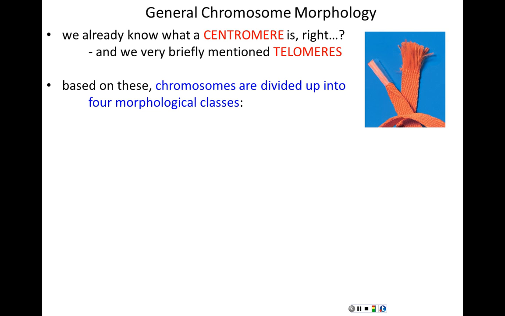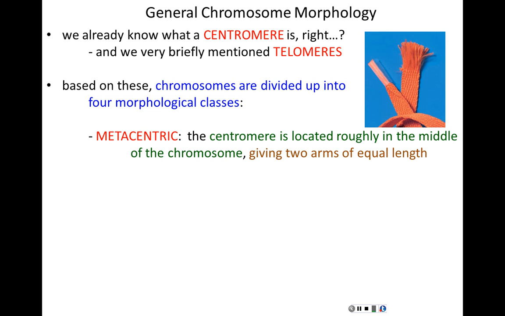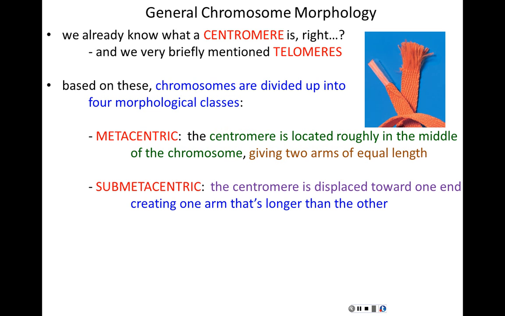Based on these two structures, centromeres and telomeres, chromosomes are divided up into 4 morphological classes, and by that we mean 4 different shapes or structural shapes that chromosomes can take. They are metacentric. I'll show you a picture in just a second to kind of drive the point home, but to define them, they are metacentric. This is where the centromere is located pretty much in the middle of the chromosome, giving 2 arms, the top arm and the bottom arm, of relatively equal length.